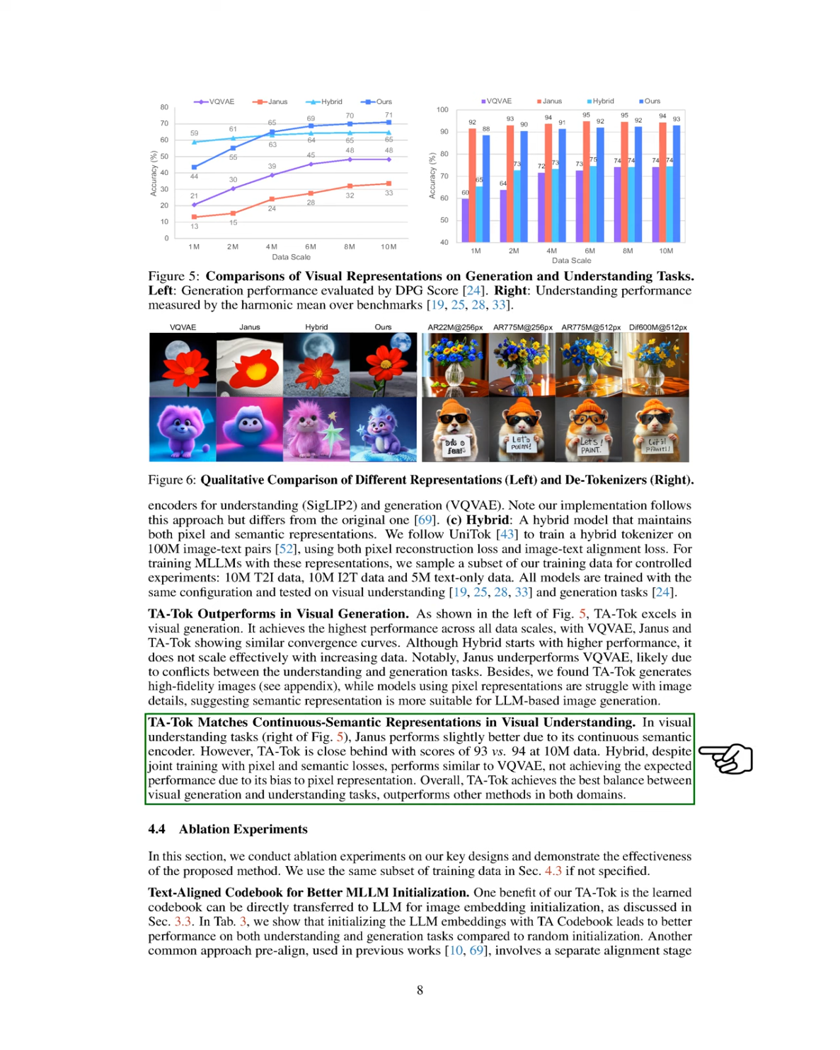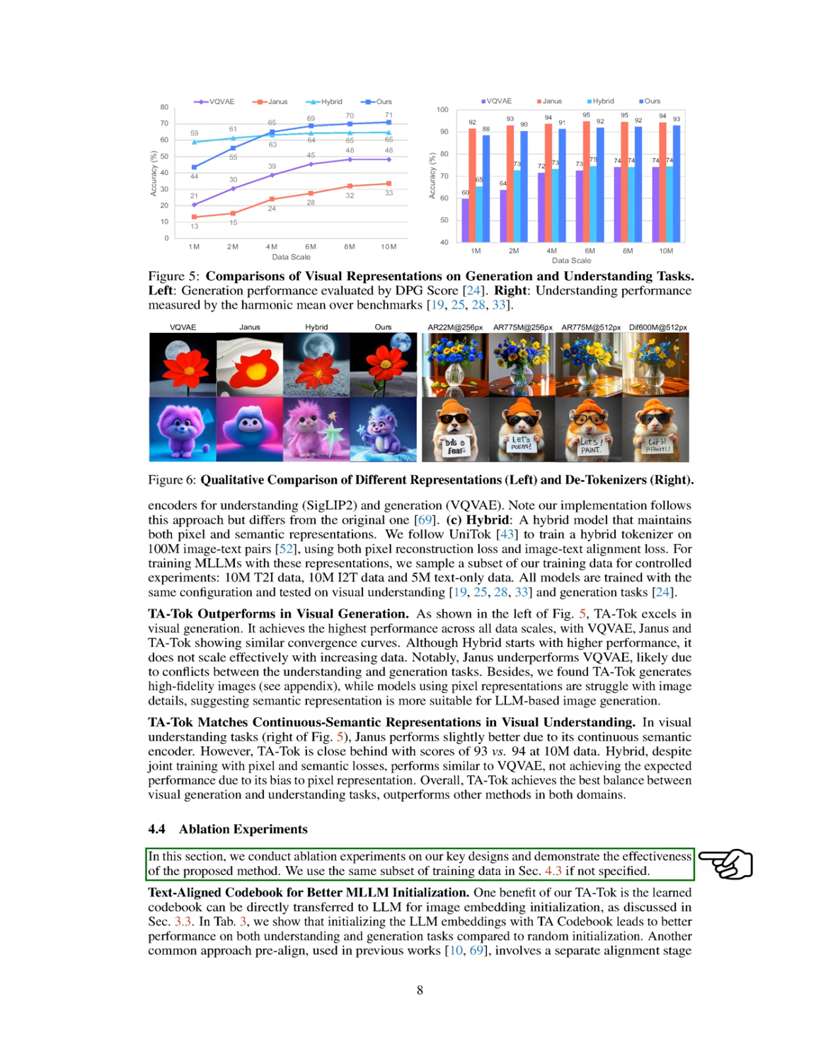In visual understanding tasks, Janus slightly outperforms TA-Tok due to its continuous semantic encoder, but TA-Tok closely follows. The hybrid model, despite its joint training, performs similarly to VQVAE, failing to meet expectations due to its bias towards pixel representation. Overall, TA-Tok strikes the best balance between visual generation and understanding, outperforming other methods in both areas.